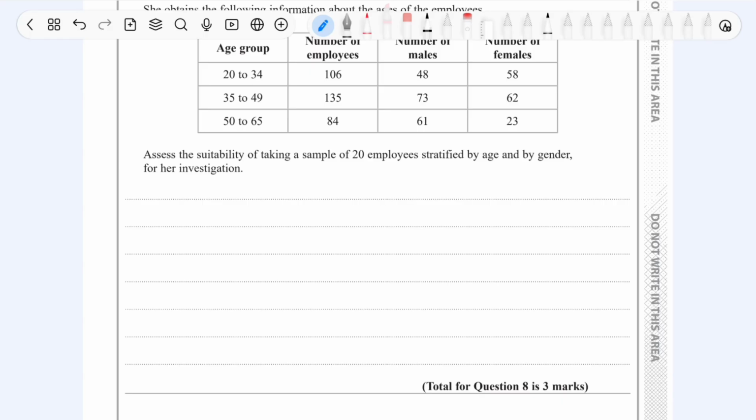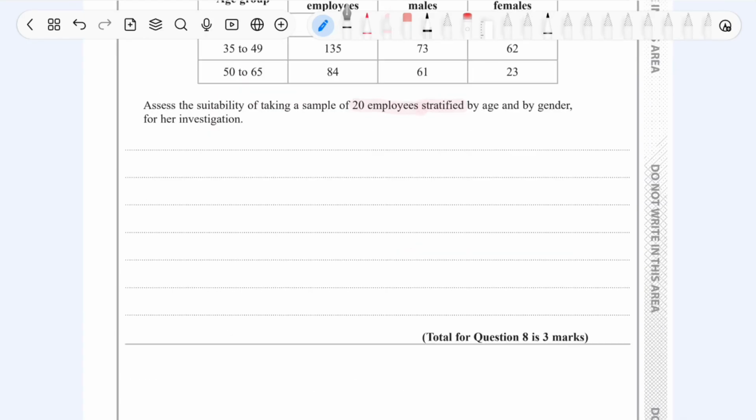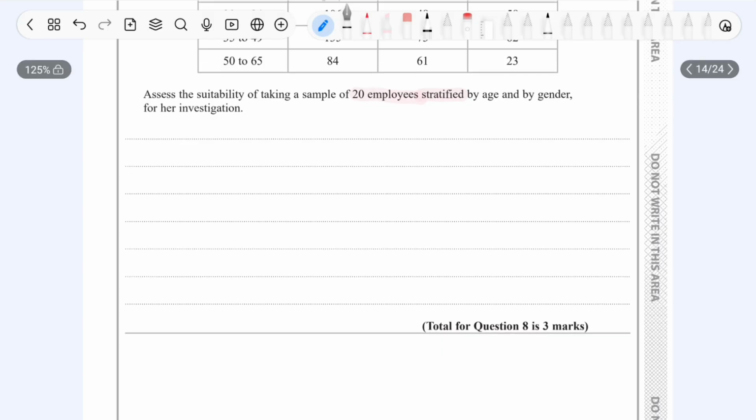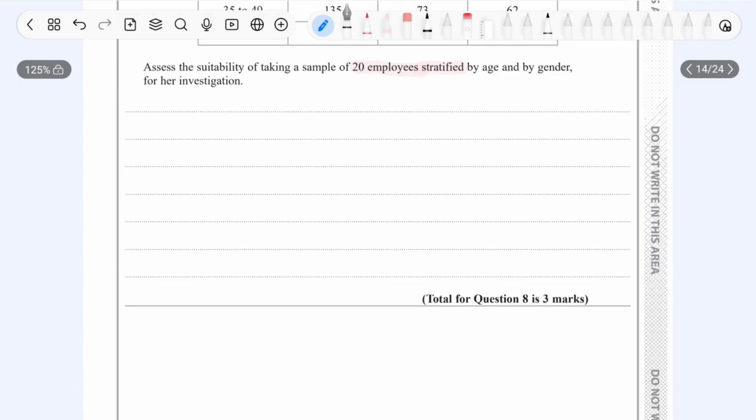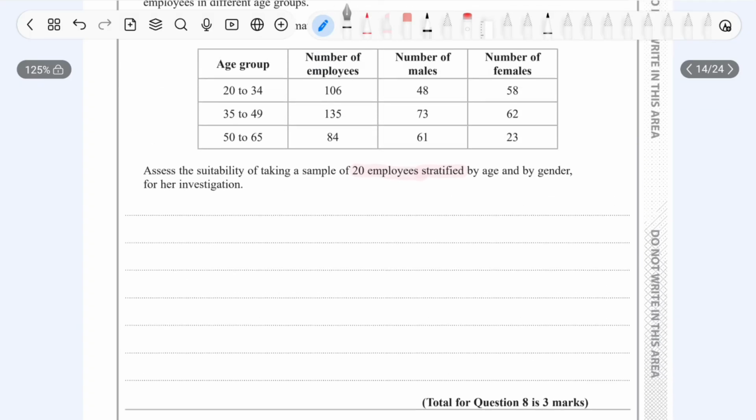Again, we'll just highlight the key information. She's taken a sample of 20 employees and she's actually stratifying them. I have a video on stratified sampling, so if you don't know what it's about, I'd recommend watching it. In a nutshell, it's just proportionate sampling of the population in your samples or your subgroup. So, what is the suitability of 20 employees stratified?